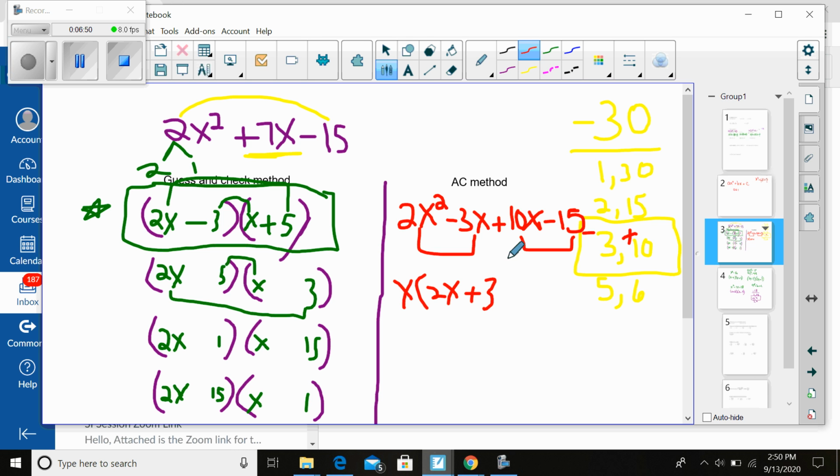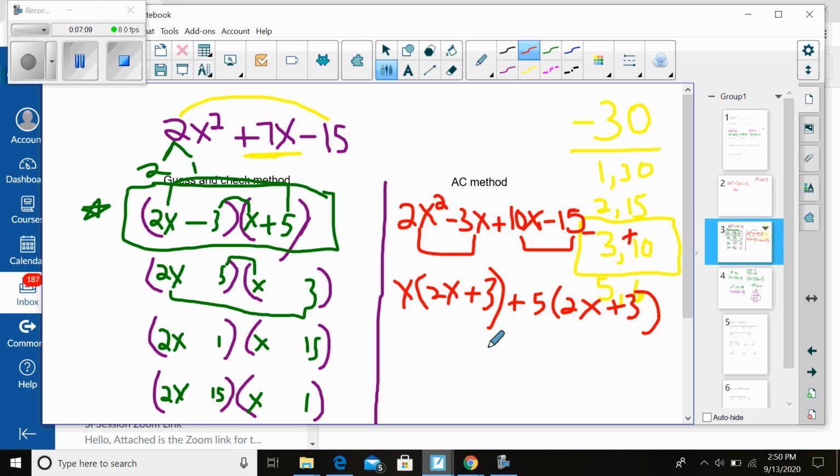And then what can I factor out in the second part of this? I can factor out a 5. And when I factor out a 5, I'm left with a 2x plus 3. If you don't get the same thing left in parentheses, you've done something wrong. Okay, so 2x plus 3.